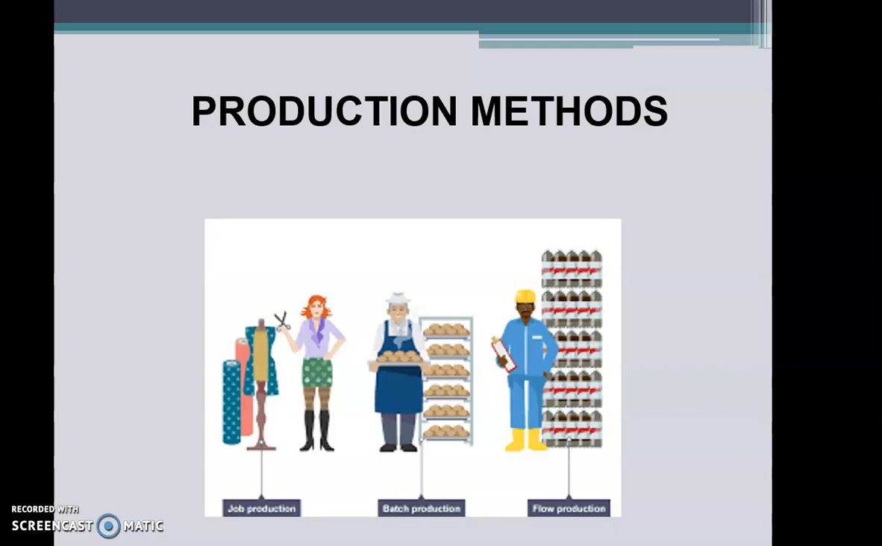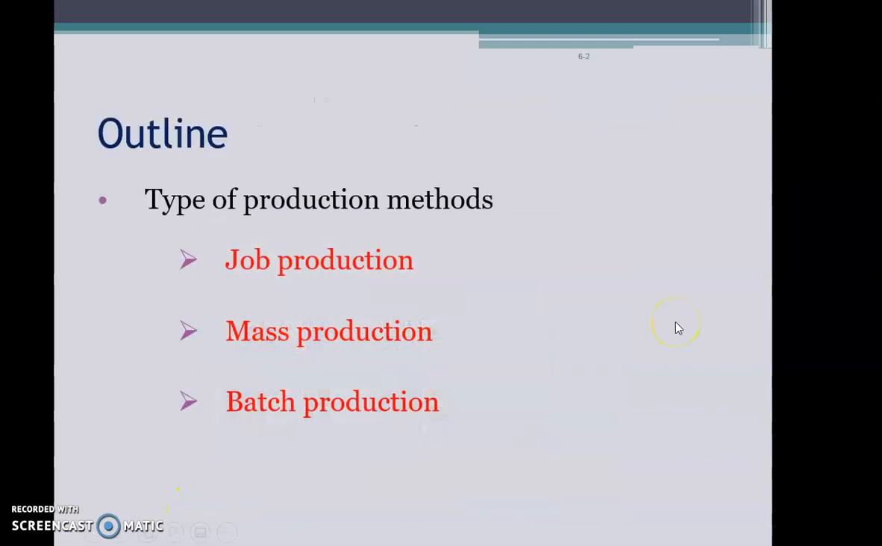Okay, based on the type of your product or what you are making, there are three basic production methods that we're going through today. The first one is job production, then we have mass production and batch. We need to know the definition, the advantages and disadvantages, and also which production method is suitable for each industry manufacturer.